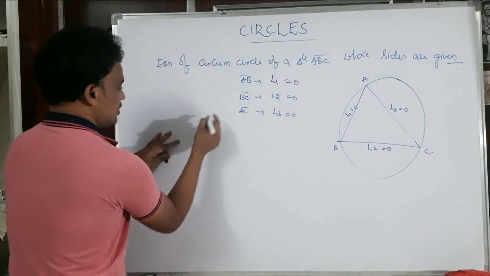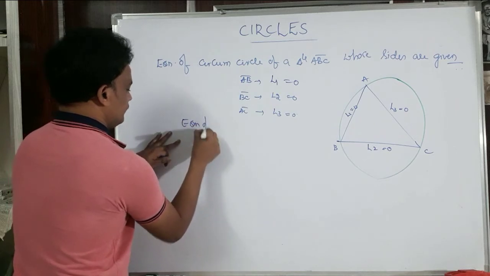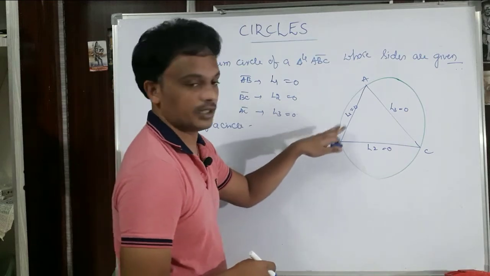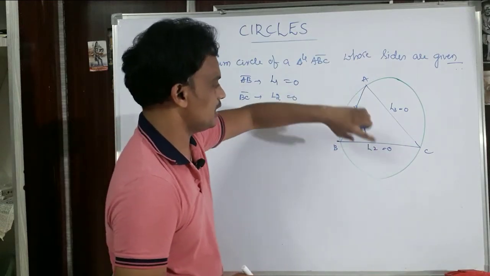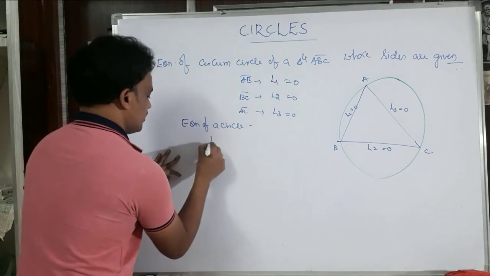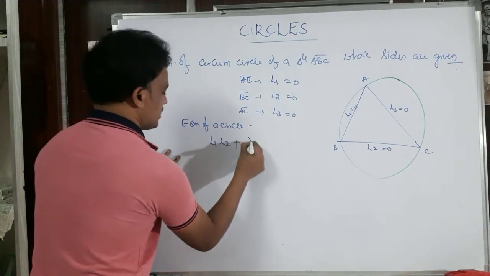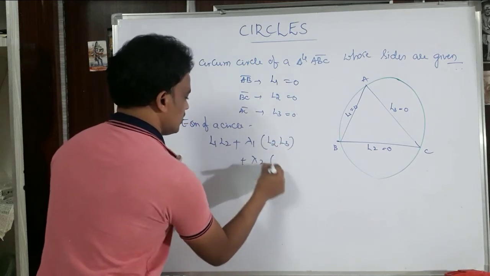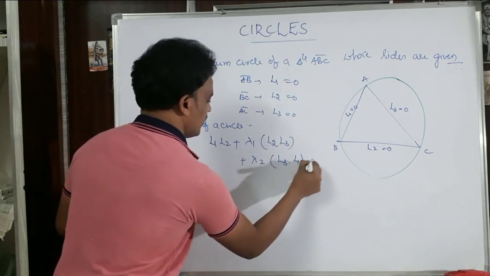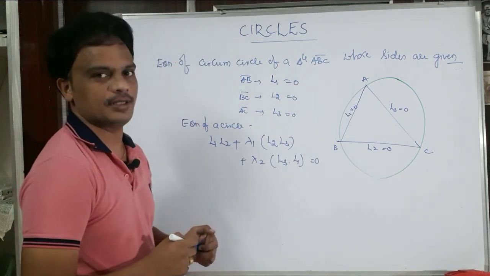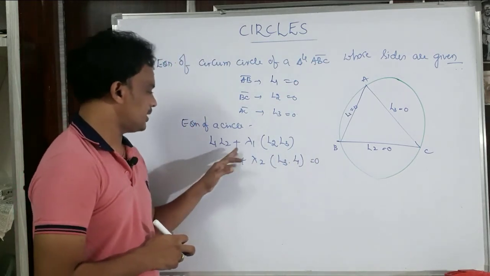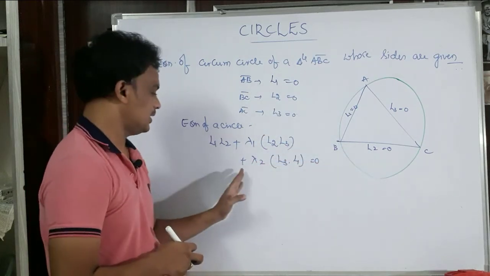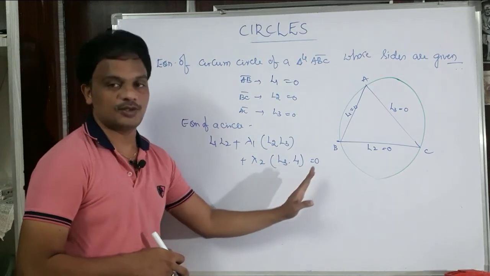Let us see. The equation of a circle passing through the points of intersection of L1 equals 0, L2 equals 0, L3 equals 0 is L1 into L2 plus a constant into L2 into L3 plus another constant into L3 into L1 equals 0.